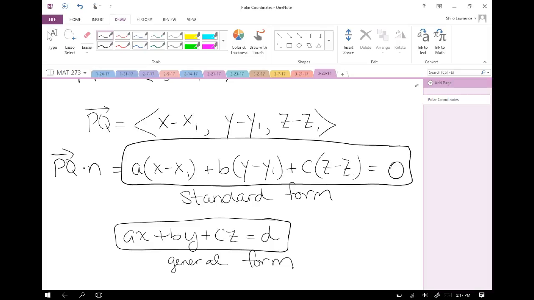But technically, the plane is any point that you can make a vector with that other point, and then when you dot it with the normal, it comes out 0.